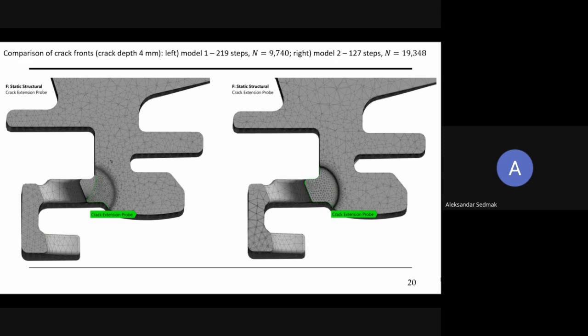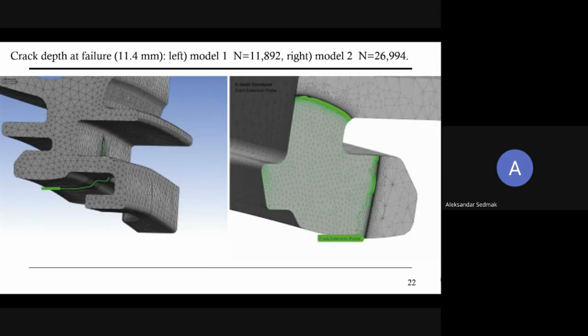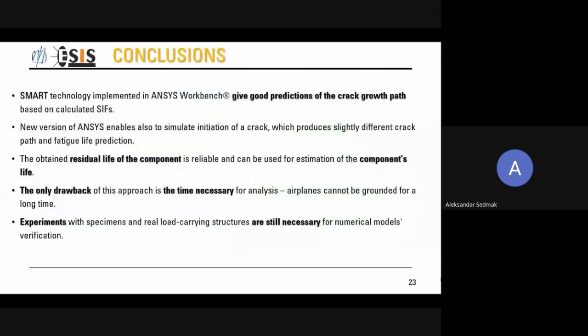And next one, just the same, but after an increased number of cycles. Now you can see on the left it's 11,479 cycles. On the right is 25,575, so 2 times more and still a couple of cycles more. So next one, please. And also yet another angle of observation. And the next slide, which is probably the last one, is about conclusions.